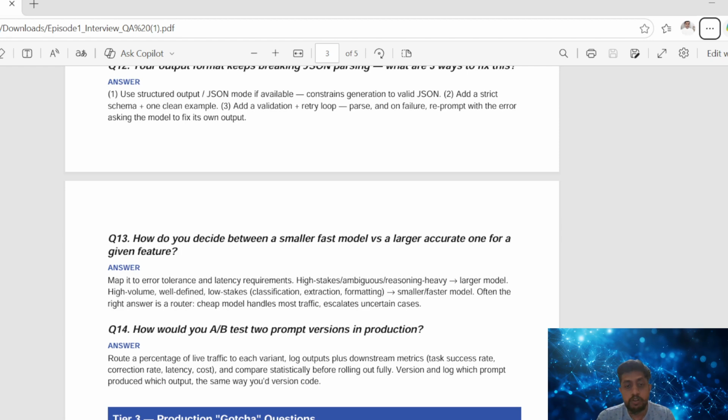Now, sometimes in ChatGPT or Claude, it will give you options: answer A, I prefer this response, or answer B, I prefer this response. So that is our next question, how it will behave: how would you A/B test two prompt versions in production? Route a percentage of live traffic to each variant, and log output plus deterministic signals. So you tell it, I prefer this response, and so on. Those are the A and B versions we have, option 1 and option 2.